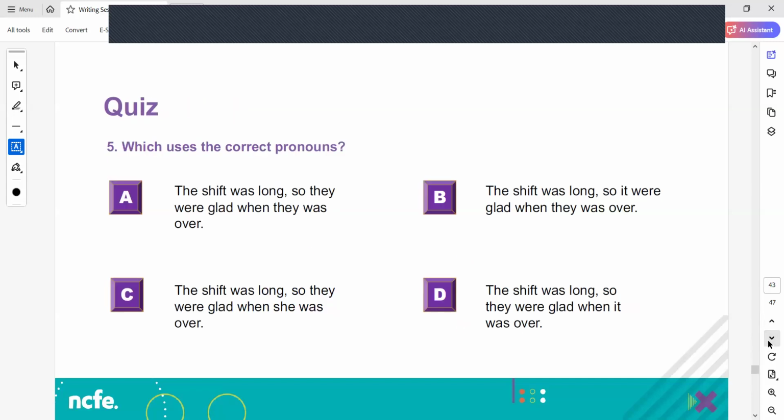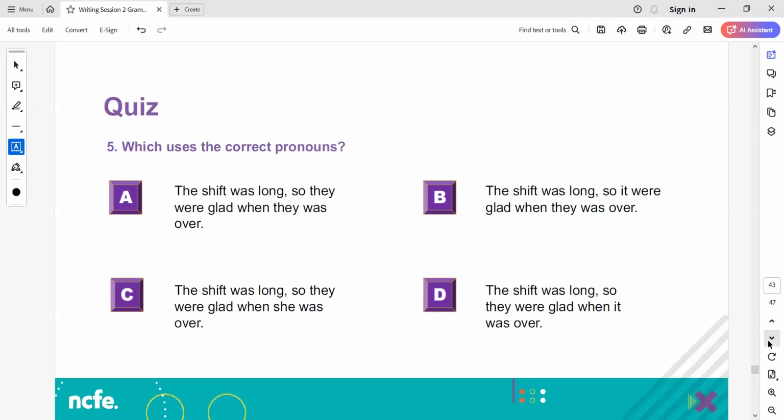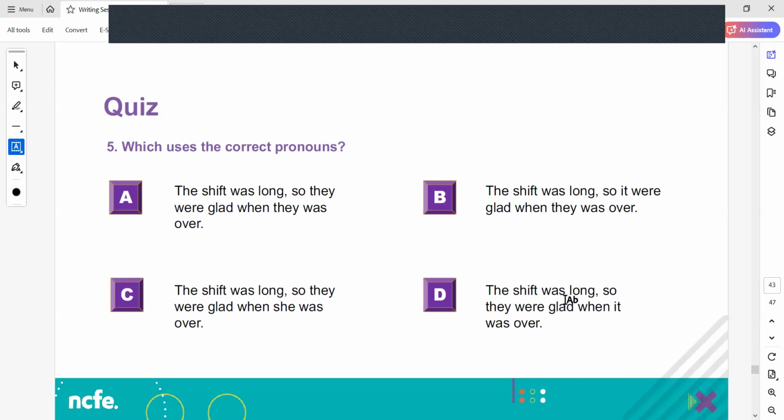Which uses the correct pronouns? The shift was long, so they were glad when day was over. The shift was long, so it were glad when they were over. The shift was long, so they were glad when she was over. The shift was long, so they were glad when it was over. D. Good. So they are describing the people, so they, not it. And the shift, so it.